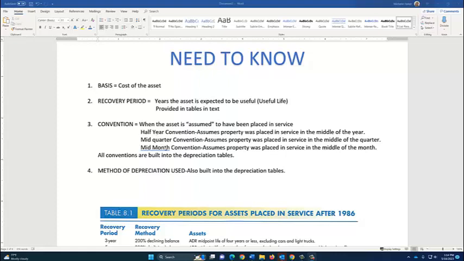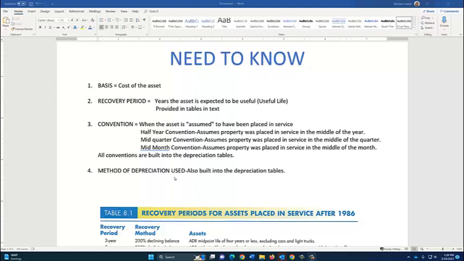Then we have the mid-month convention, which assumes that property was placed in service in the middle of the month that it was purchased in. The types of assets that use the mid-month convention are your real assets, like residential real estate or an office building or a warehouse. Last, we need to remember the method of depreciation that should be used. MACRS uses 200% declining balance, 150% declining balance, and the straight line method.